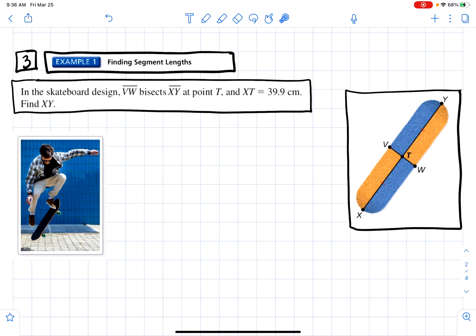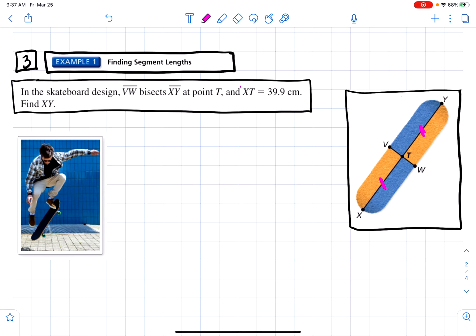Okay, box number 3 is going to be an example of finding segment lengths. So in a skateboard design, line segment VW bisects XY. So line segment VW, that's this line segment, bisects line segment XY. That's this over here. Okay, so if we know that it bisects it, we are guaranteed that this segment and this segment are congruent, and it happens to bisect it at point T.